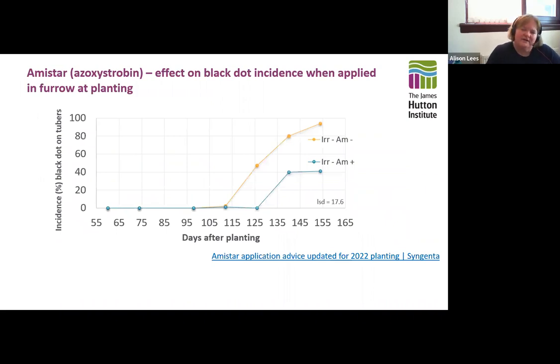When looking at the effect of azoxystrobin fungicide applied in furrow at planting on the incidence of black dot on tubers at various sampling times, we showed a significant effect of the fungicide in controlling disease from 125 days after planting and up to the final harvest. You see here the Amistar minus treatments with more disease than the Amistar plus treatments.